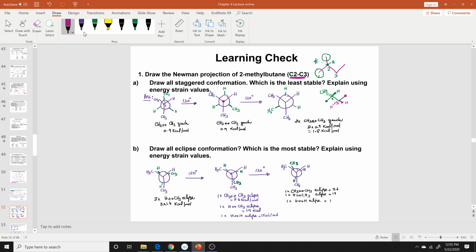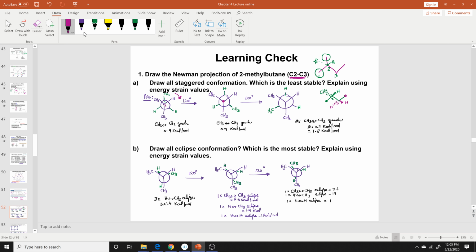I'm rotating the one at the back. So rotating the one at the back, this CH3 is going to be 120, so it's going to be here. Remember, this is 60 and this is 60, so it's going to be 120 here. That hydrogen is going to be here, and this hydrogen is going to be on the side here. Rotating another 120, I'm going to end up having another staggered structure.